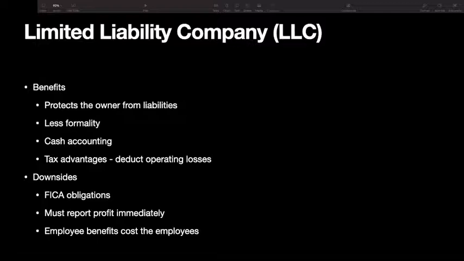And the second bullet, you must report the profit immediately. That means you gotta pay tax for the profit every single year. For the corporate, you can carry over your profits, and you can defer the taxes to the following years. That can enhance your cash flow. But for the LLC, you gotta report the profit every single year. So you gotta pay the tax on the profit every single year.